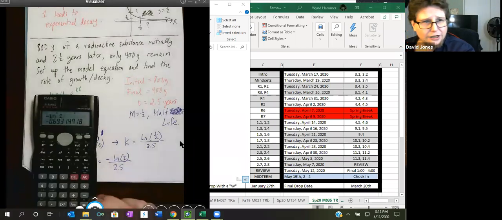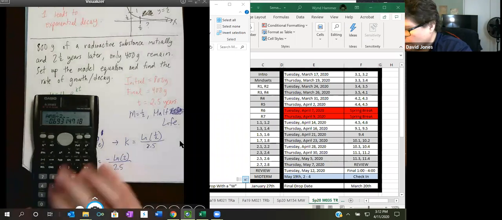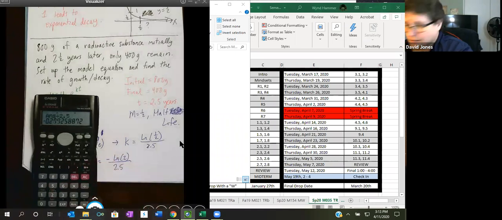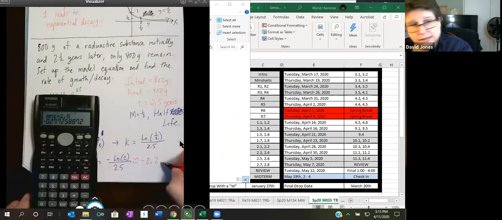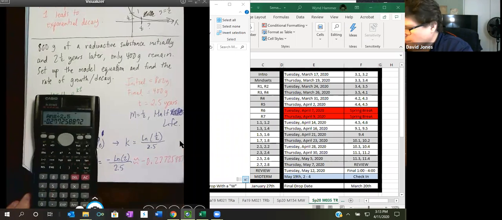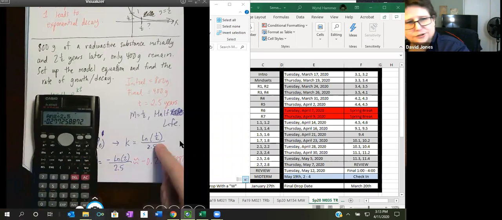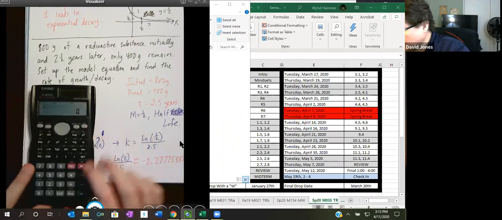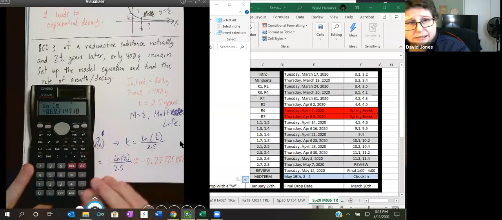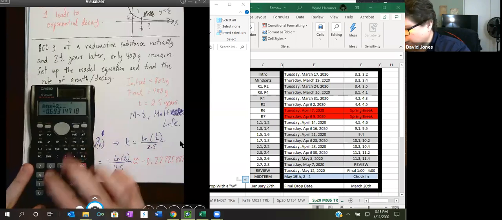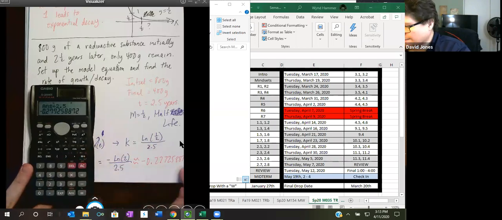So I got negative natural log of 2 divided by 2.5. K ends up being negative. Now I use this one. Well, let's use this one up here. I want you to see it's the same. So natural log of 1/2 is negative 0.5, divided by 2.5 gets me the same value. These are the same.